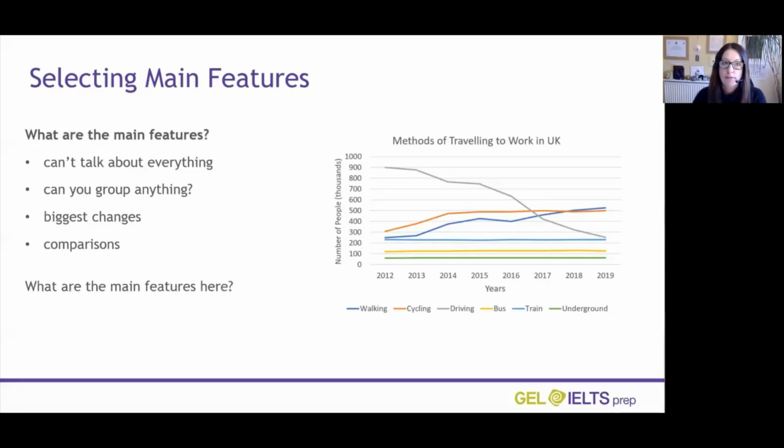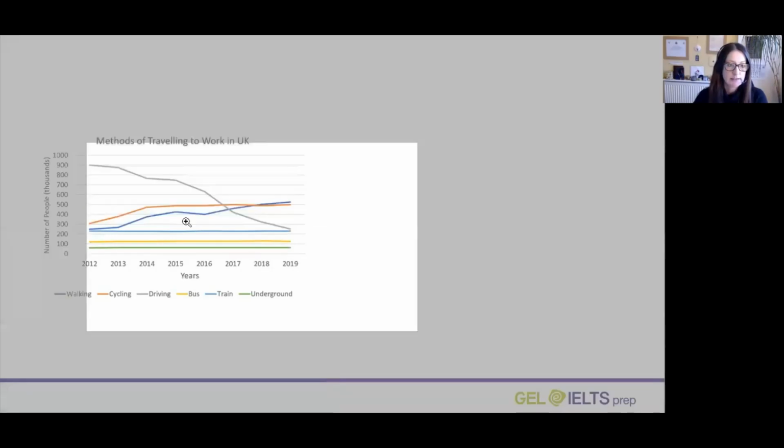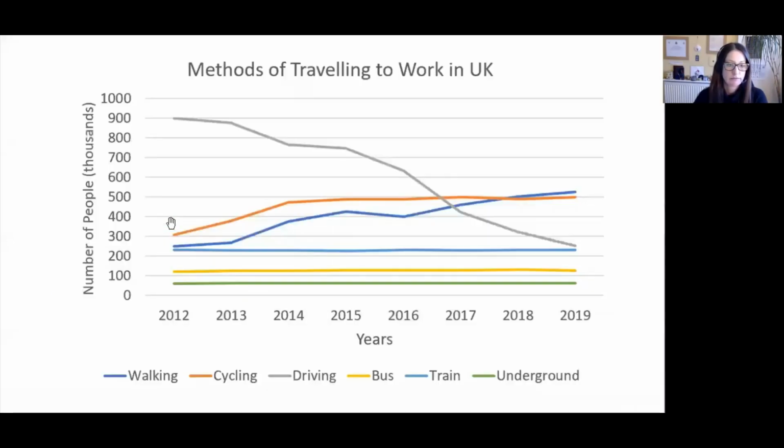Okay, so what are the main features here? We're going to have a look at this line graph in a little bit more detail. Okay, so I'm going to zoom in so that you can see this a little bit better. Okay, so you can see that there are 6 different lines on this graph. We have walking, cycling, driving, and then we have bus, train, and underground, which could all be public transport. We notice that the years start in 2012 and go all the way to the year 2019.